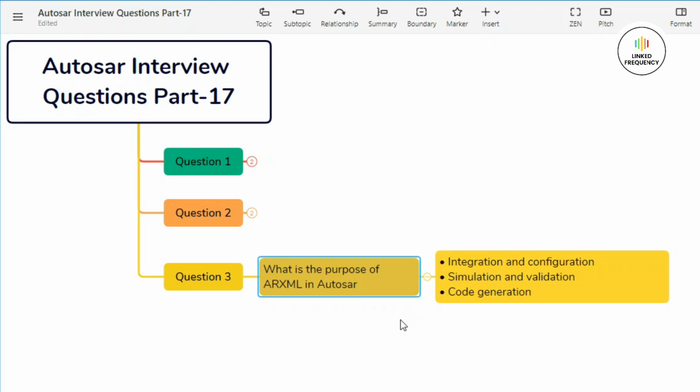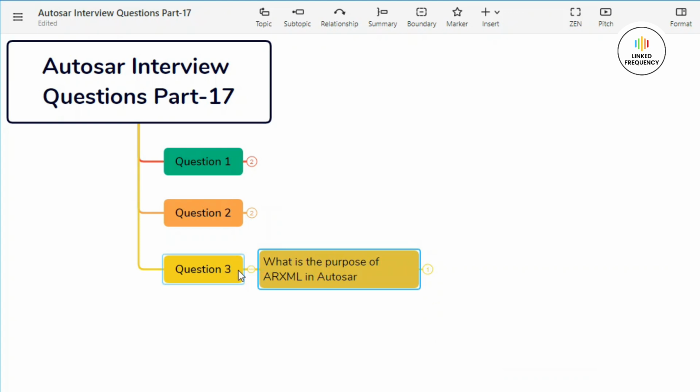Moving on to the last one, that is code generation. ARXML files serve as an input to code generation tools, which produce executable code for ECUs based on their defined software architecture and configurations. This automated process ensures consistency and reduces manual effort in the software development. So, this was all about our third question.